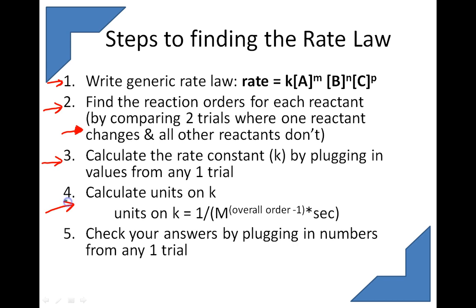And as promised, here's your favorite part, the shortcut for finding the units on K. The units on K are always going to be 1 over molarity to the overall order minus 1. So in our last example, the overall order was 3 because the exponents added up to that. So 3 minus 1 times seconds. That turns out to be 1 over M squared seconds, which is what we found doing all the algebra.